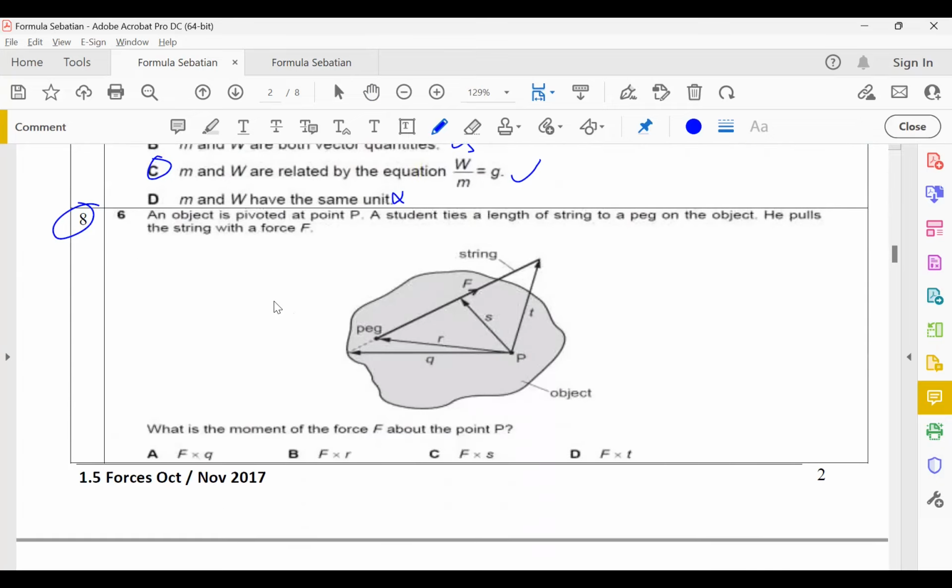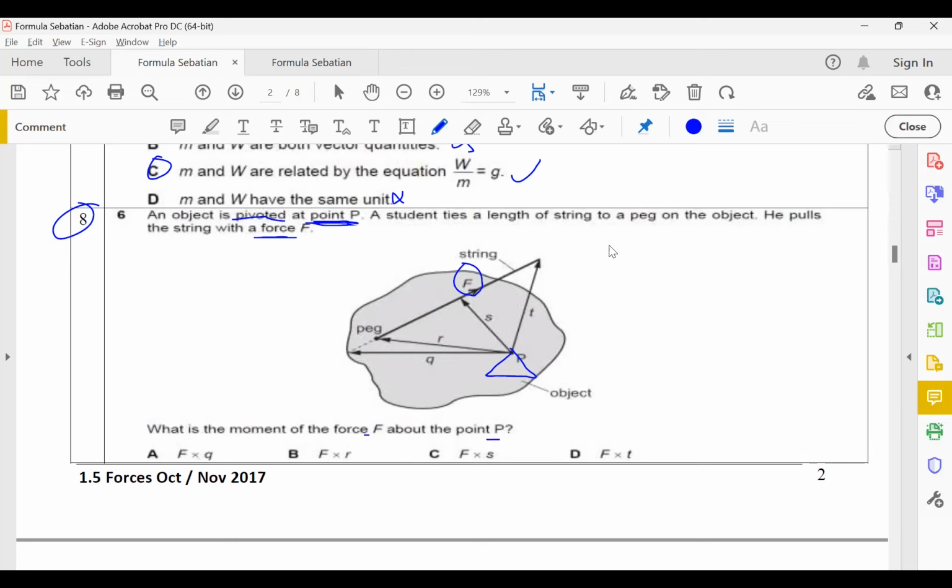Then the next part. This one is the understanding of how moments work, guys. An object is pivoted. Whenever you see the word pivot, for sure 100% it's going to be about moments, which is force times distance. At point P, this is your pivoting point. A student ties a length of string to a peg on the object. He pulls the string with a force F. This is your force. What is the moment of the force F about point P?